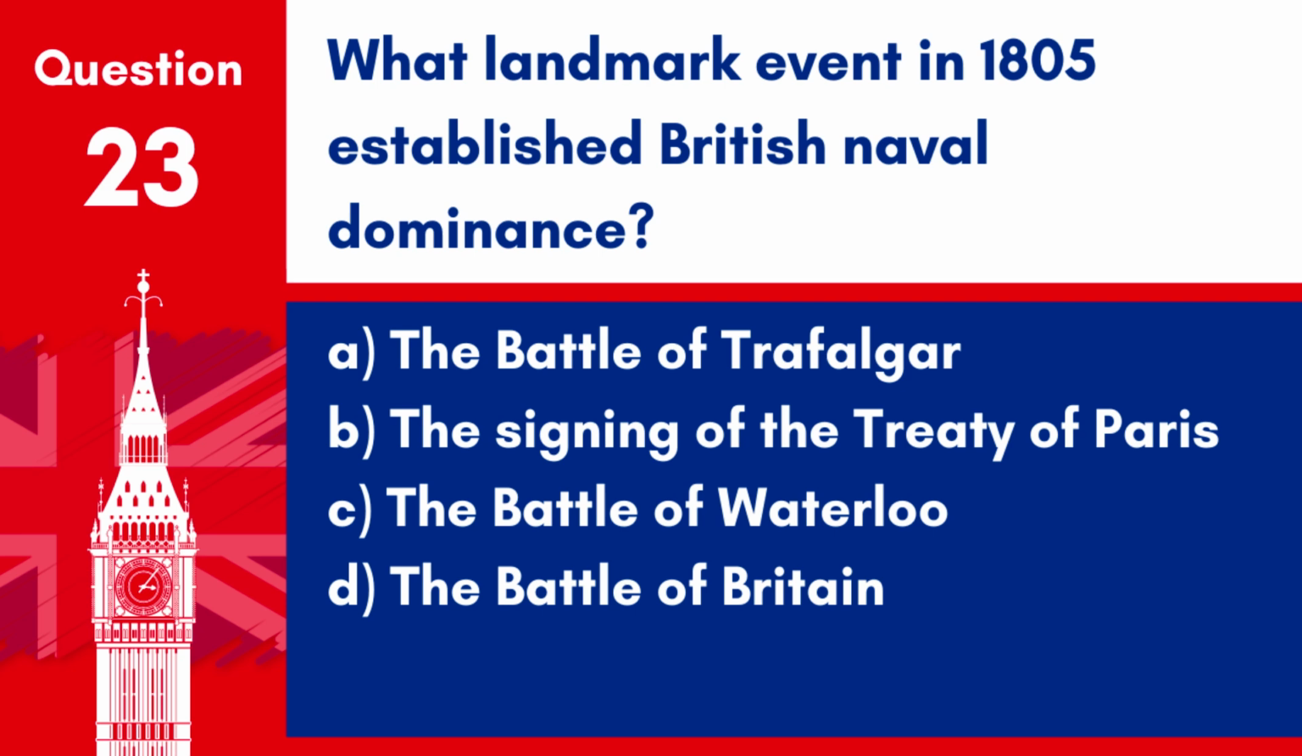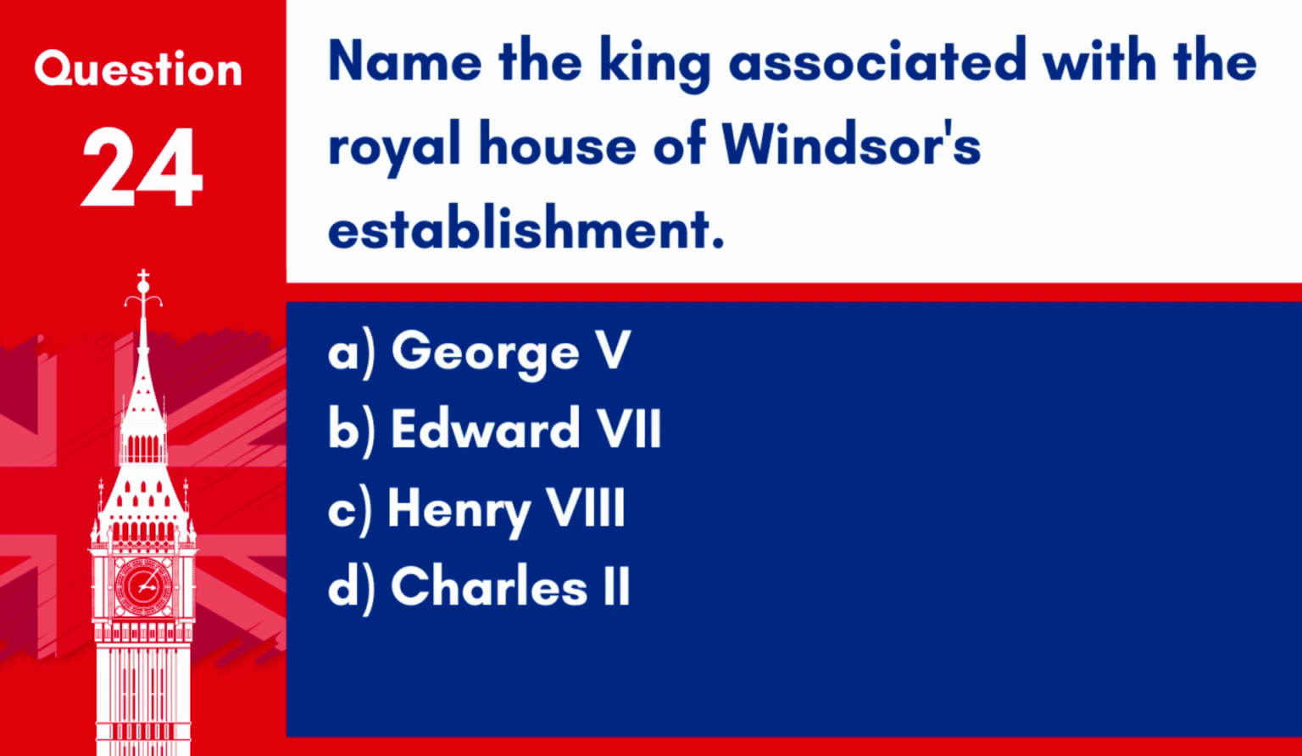Question 23. What landmark event in 1805 established British naval dominance? A. The Battle of Trafalgar. B. The signing of the Treaty of Paris. C. The Battle of Waterloo. D. The Battle of Britain. Answer: A. The Battle of Trafalgar. The Battle of Trafalgar in 1805 was a decisive naval victory against Napoleon's forces, establishing British naval dominance for over a century.